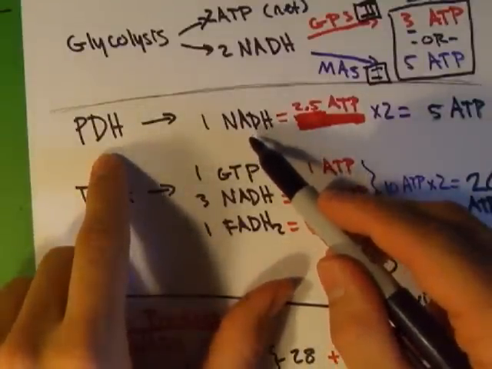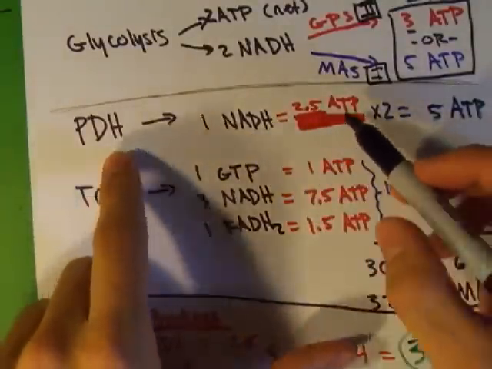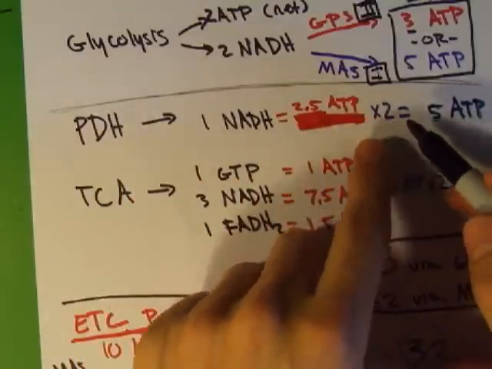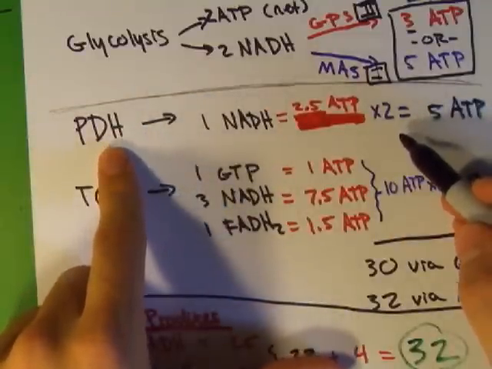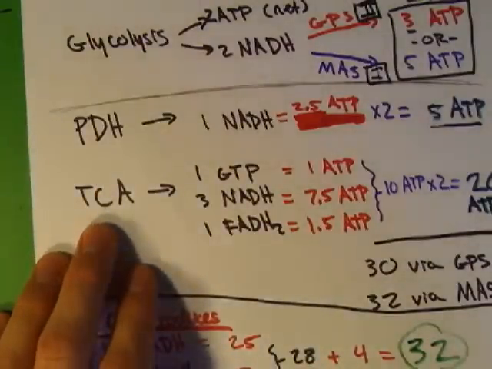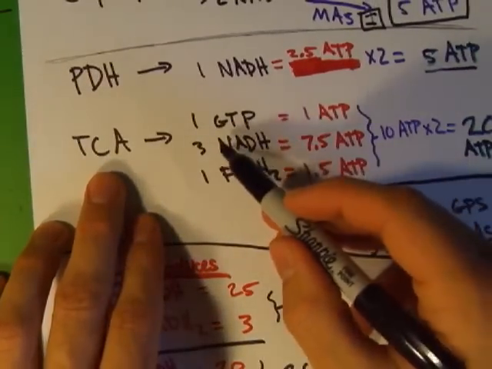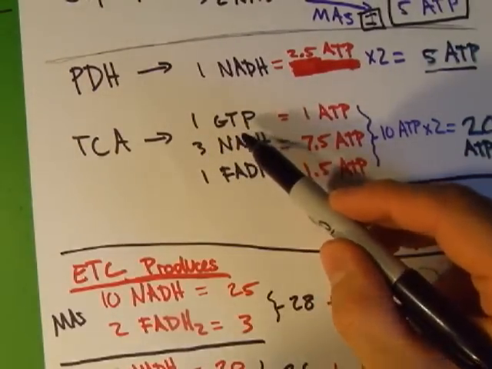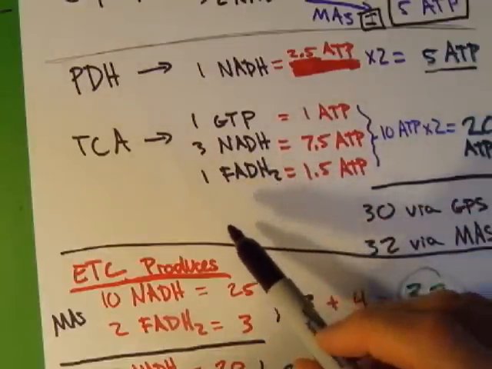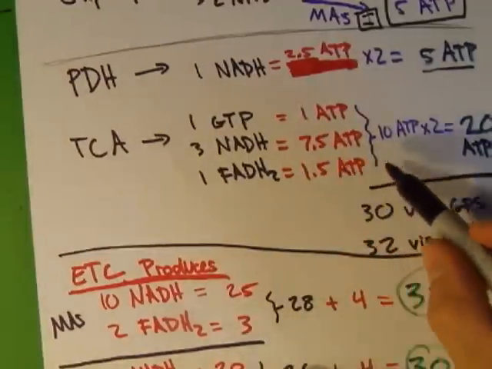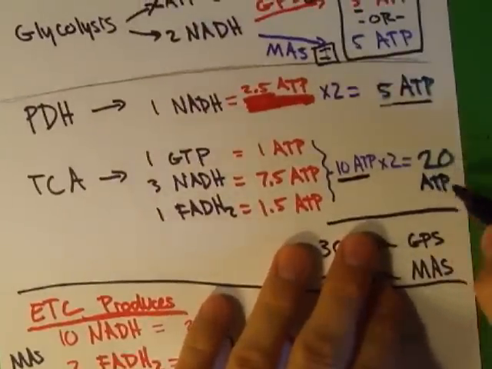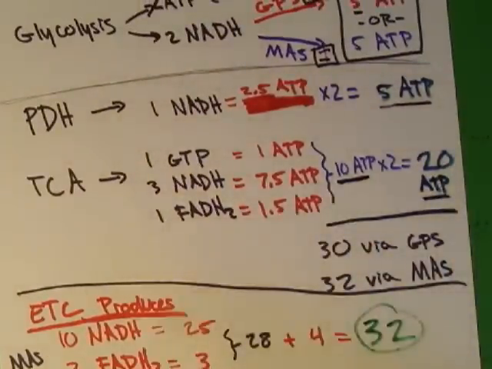The PDH produces 1 NADH, which is worth 2.5 ATP, but that happens twice. For every 1 glucose, there are going to be 2 PDH complexes that happen. So we're getting 5 ATP total out of the PDH from 1 glucose. From the Krebs cycle, you get 1 GTP, 3 NADH, and 1 FADH2. That's per 1 cycle around. So that's 10 ATP per cycle. But you're going to have 2 complete cycles per glucose. So per glucose you have 20 ATP coming from the Krebs cycle.